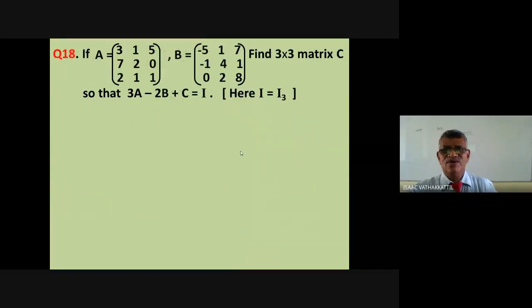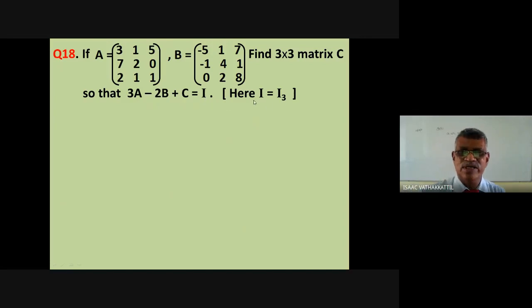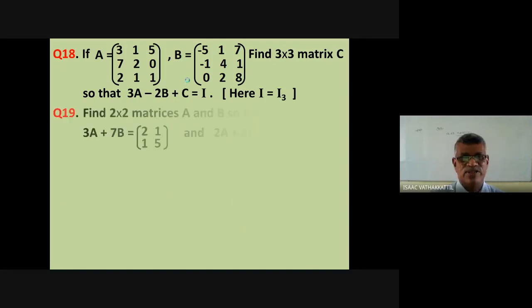Is it clear now? Let us go for some questions for homework. A is given and B is given, 3 by 3 matrices. You have to find the 3 by 3 matrix C so that 3A minus 2B plus C equal to I. Here naturally I is I3. I don't need to specify because A and B are 3 by 3 matrices. What will be C? Simply I minus 3A plus 2B.